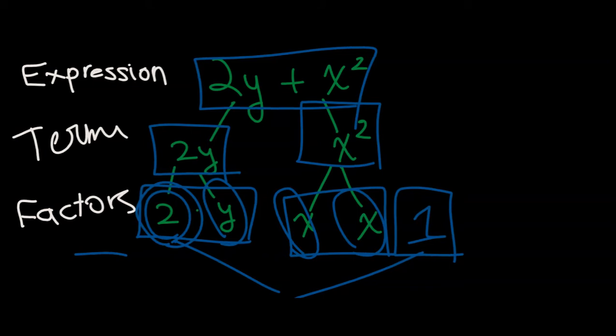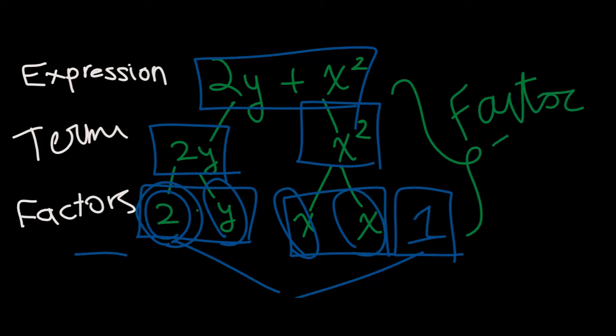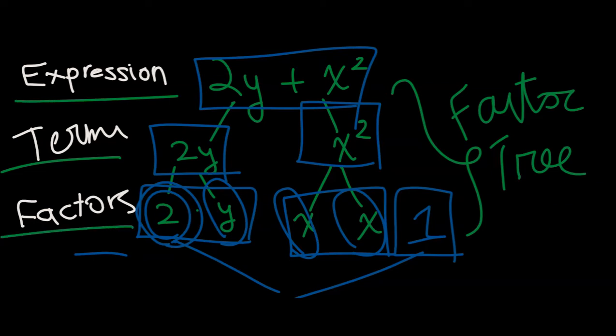And classifying it in this method is known as a factor tree. This is a very important concept, so try to learn how to draw this factor tree. It's pretty easy. It's just an expression, terms, and factors, and you branch it out as if it's a tree.